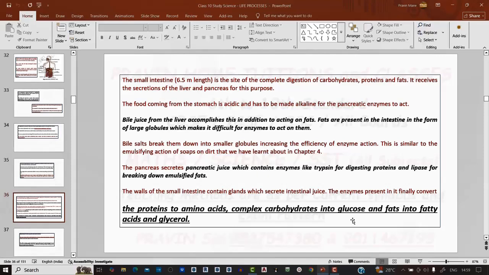The wall of the small intestine contains glands that secrete intestinal juice. And finally, conversion takes place. Protein is converted into amino acids, complex carbohydrate is converted into glucose, and fats are converted into fatty acids and glycerol.